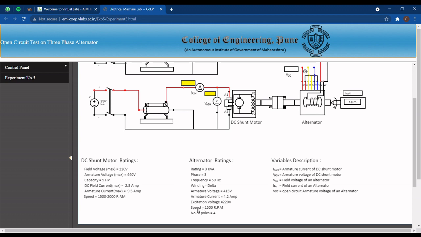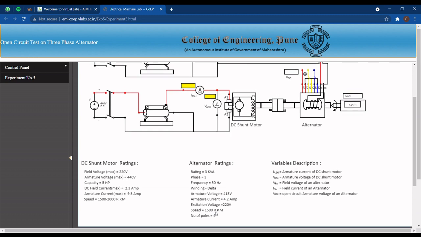The rated speed of the alternator is 1500 rpm. Rated voltage is 415 volt and it has 4 poles. It clearly indicates that this alternator is a non-salient pole alternator. Non-salient pole alternators have higher speeds and they have a lesser number of poles. They have a larger axial length and smaller diameter.